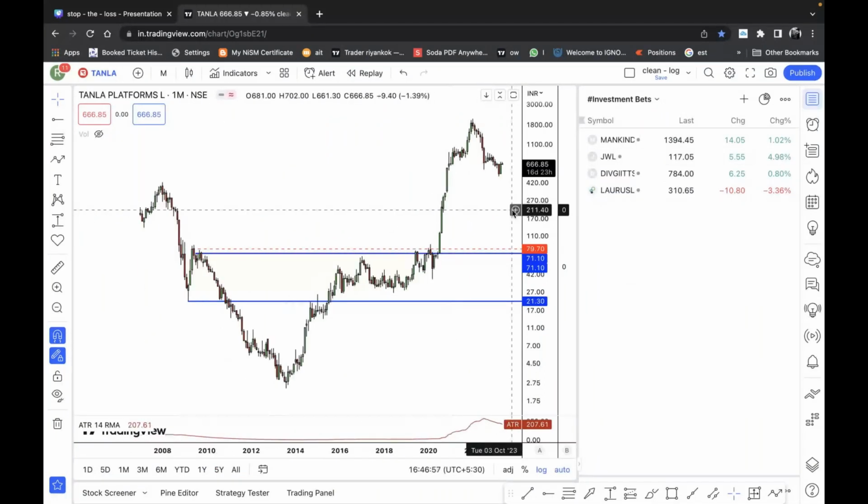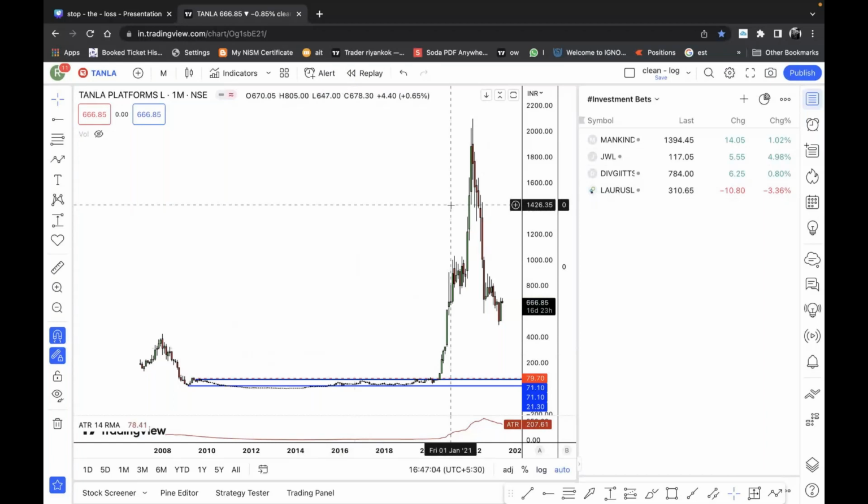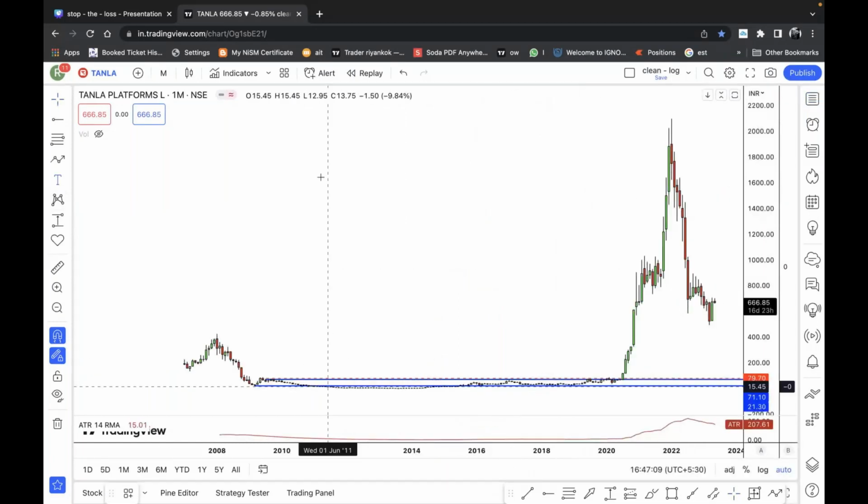Okay, so Tanla went from the levels of almost 45 to almost the level of 2000. So what was the stop loss? Now what really happens is, in the case of today's session, today's session was on the topic of stop loss, right?